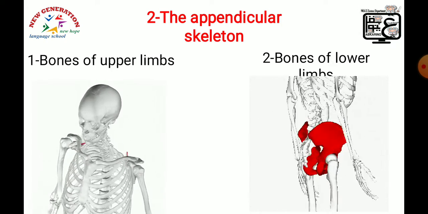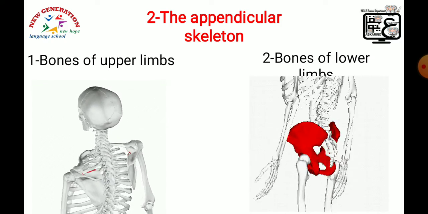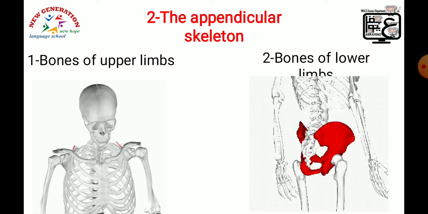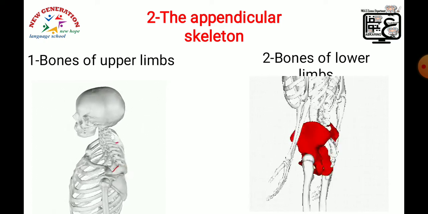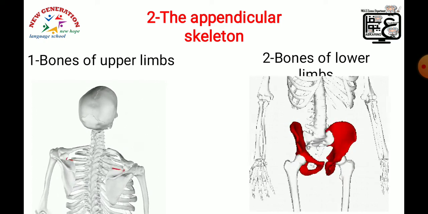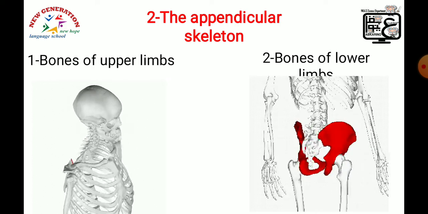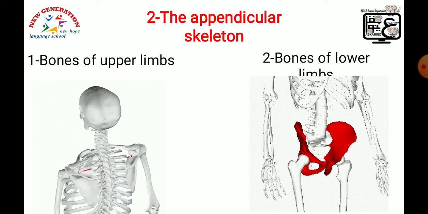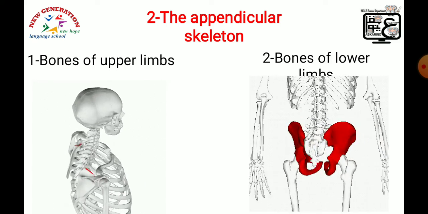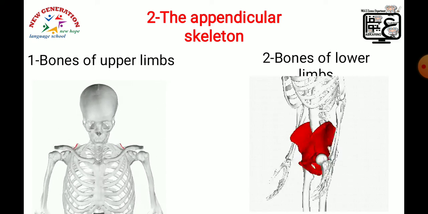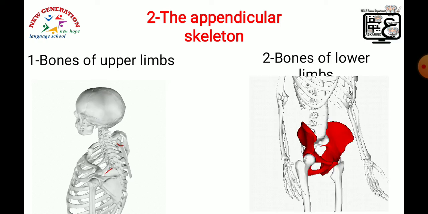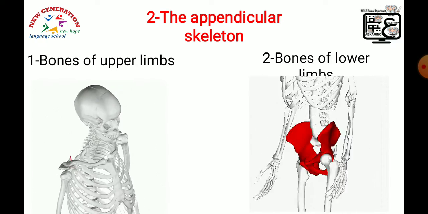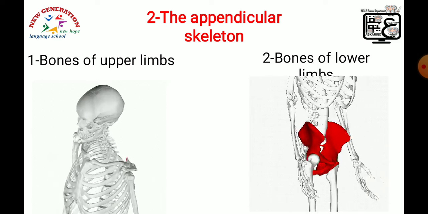Its function: to allow eating, drinking, writing, and holding things. Again, bones of upper limbs are connected to shoulder bones, as you see in this picture. Why? To allow eating, drinking, writing, and holding things. Amazing.